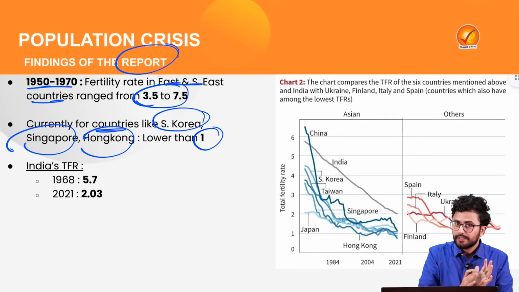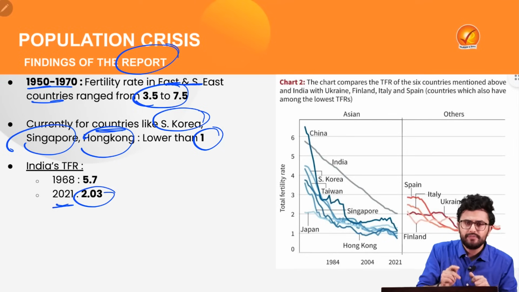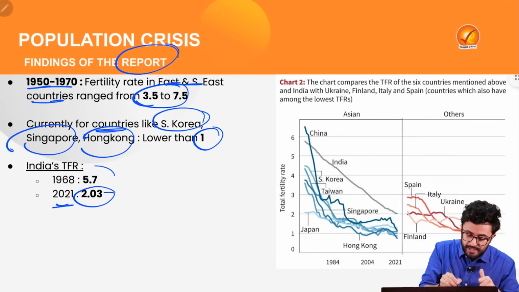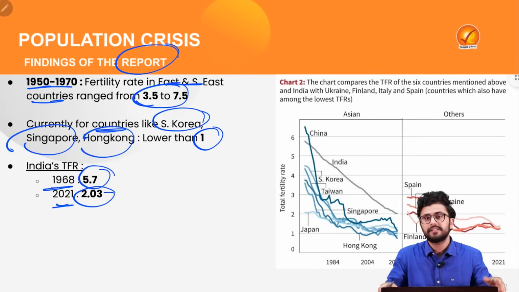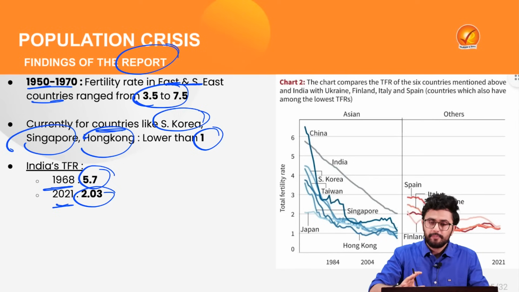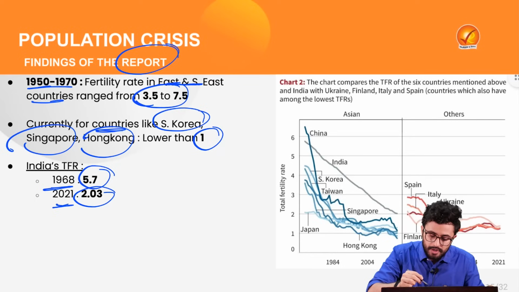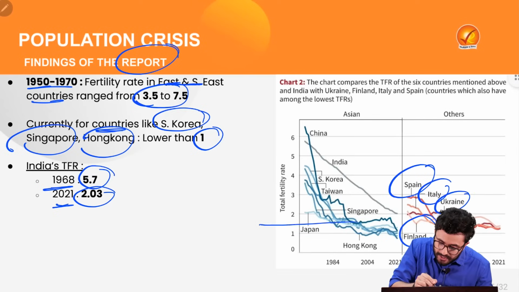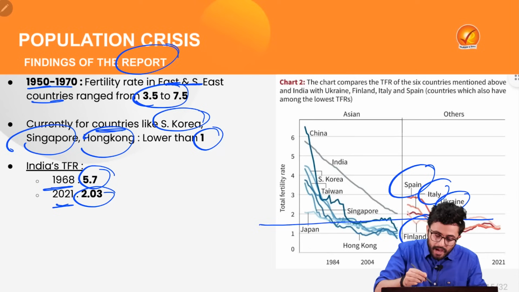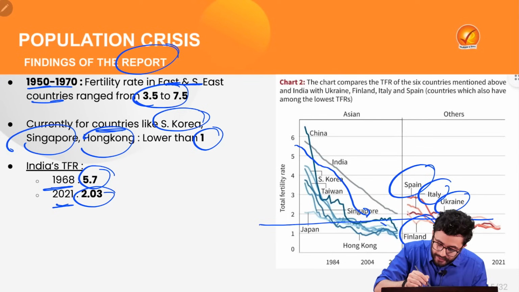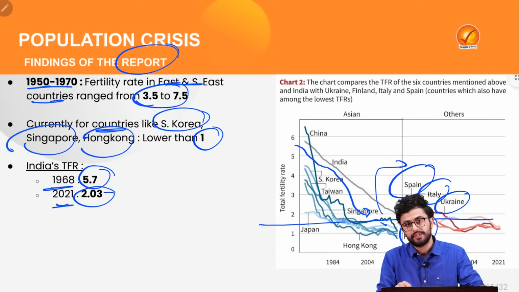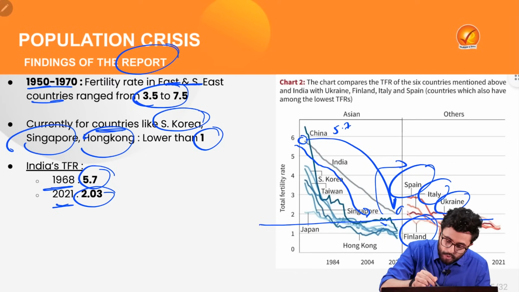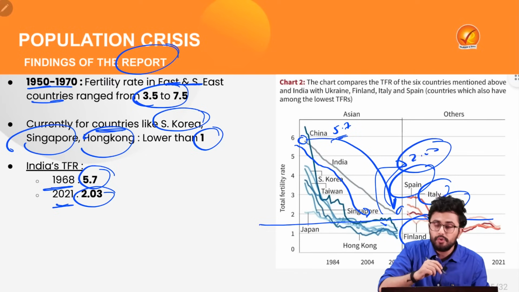India's TFR, on the other hand, stands at 2 currently, which is very close to the replacement rate as we talked about, and it has significantly declined from 5.7 in the year 1968. As we can see from the map, the lowest TFRs around the world are of countries such as Spain, Italy, Ukraine and Finland, which is obviously much lower than 1. Now these Asian countries are also falling very close to these low TFR countries. As we can see with India as well, it has rapidly declined from 5.7 to currently 2.03.